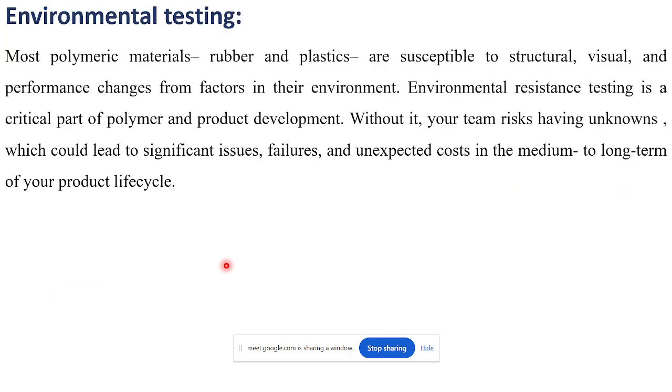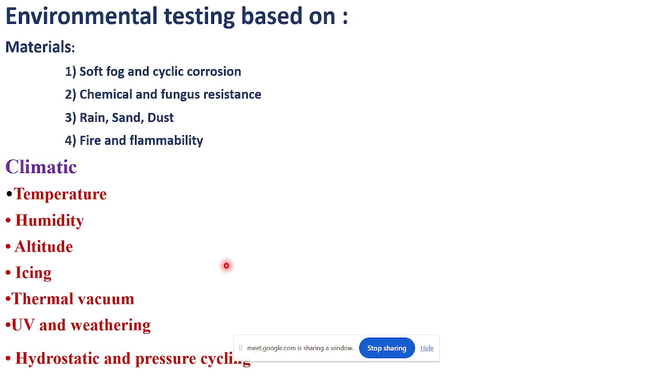So we have discussed the different physical testing. Now another important testing is environmental testing, because ultimately your material will come into the open atmosphere, and it will face different environmental components, like fog, different chemical environments, heat, humidity, or UV. Based on that, you need to perform some environmental testing.